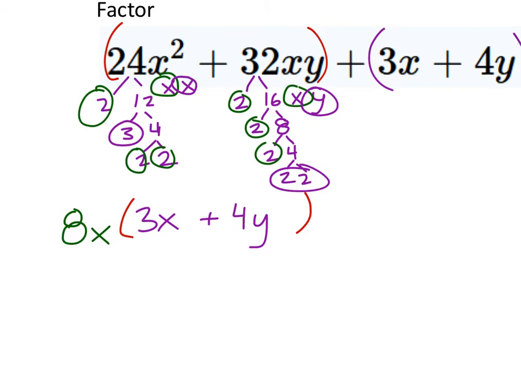If you ever doubt yourself, like, man, I think I did this wrong, just redistribute the 8x back into the parentheses and see what you get. If you get something different than 24x squared plus 32xy, which is what we started with, then you know somewhere there you've done some factoring wrong.